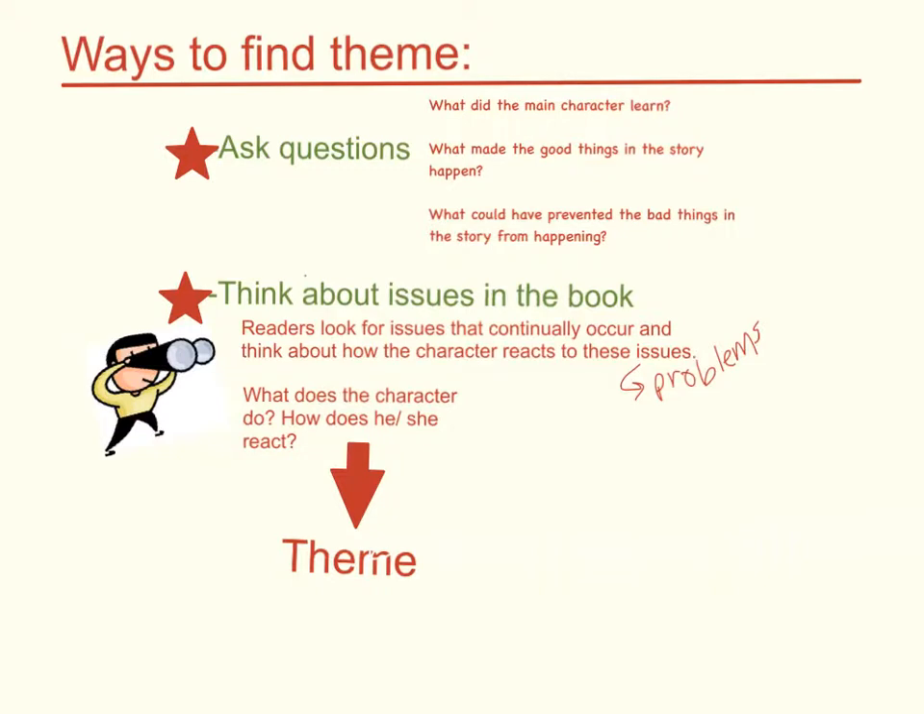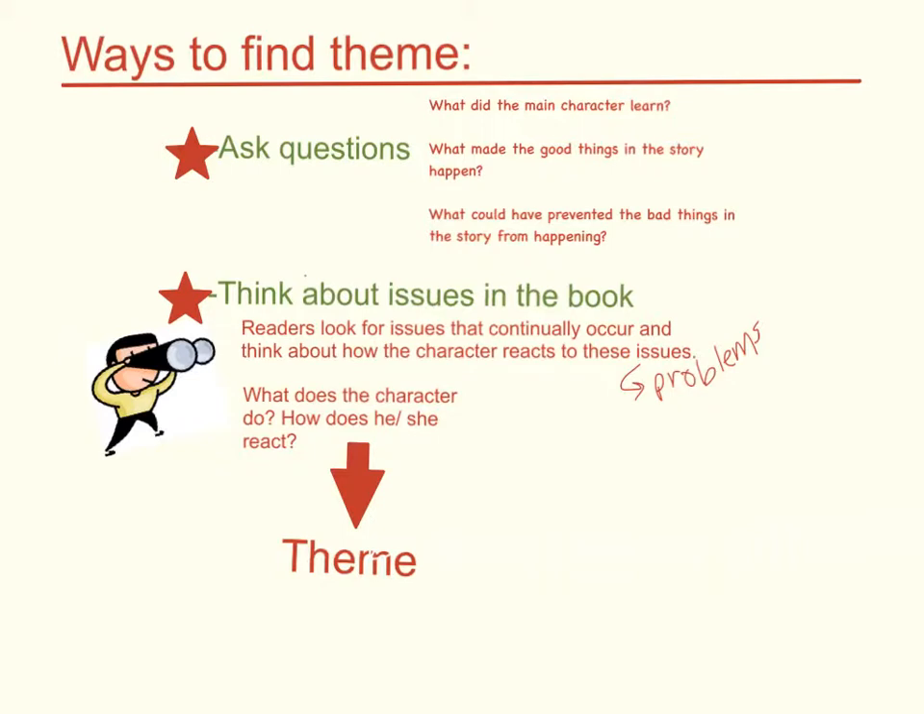Readers, last week we learned to find theme through asking questions. And we asked the questions, what did the main character learn? What made the good things happen in the story? What could have prevented the bad things in the story from happening?